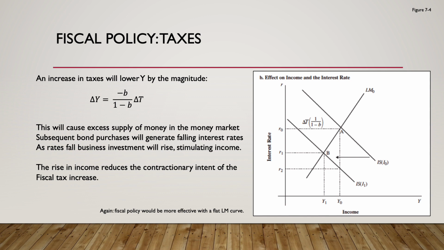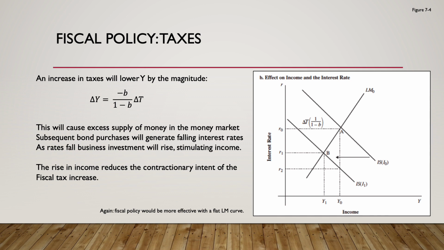Let's look at a contractionary tax policy. An increase in taxes is going to lower the economy by the magnitude of the tax multiplier. In our graph, panel B, we start at point A on LM naught and IS naught. We see the tax increase shift the IS curve back.